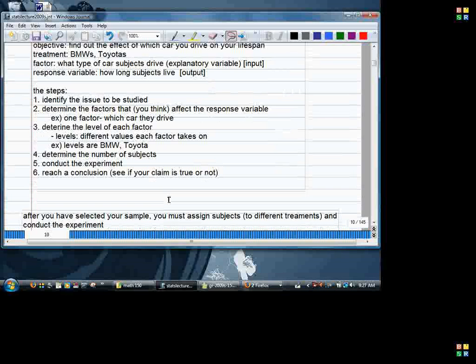Now, once we have our, in this case, 100 subjects, how can you assign some to BMW, some to Toyota? Oh, okay. Absolutely. Right. So we'd want to make sure that, for example, different groups such as different genders are equally represented in the BMW group and in the Toyota group. Absolutely. So that's really good, and that form of assigning subjects is actually called something.